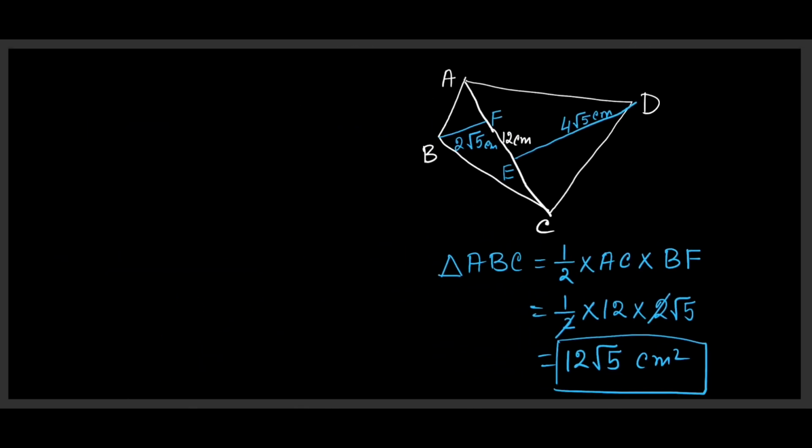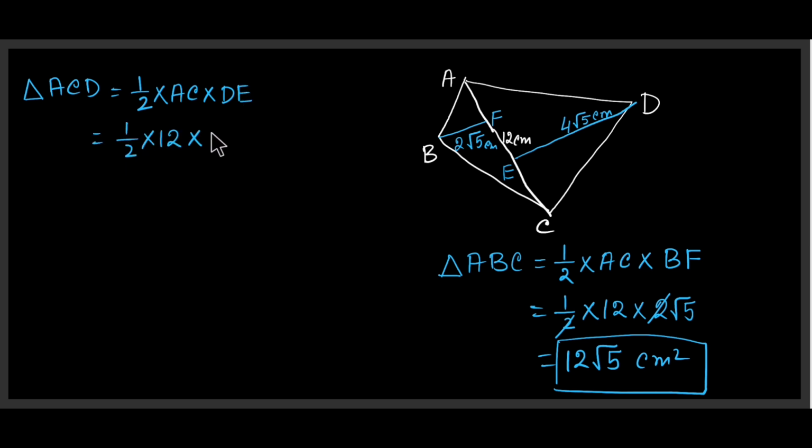In a similar way, we can find the area of the triangle ACD, which is the same way half into base into height. So given that AC is 12 centimeter and DE is 4 root 5 centimeter, 2 to the 4, so it is 24 root 5 centimeter square.